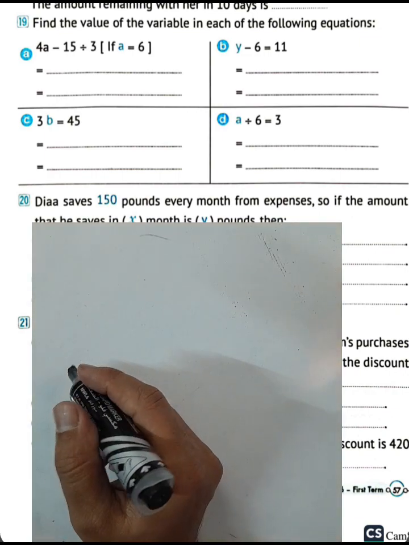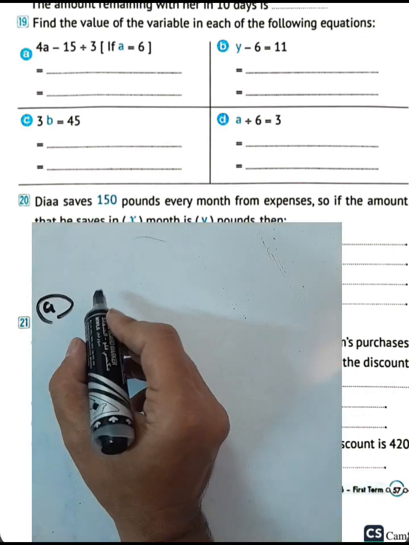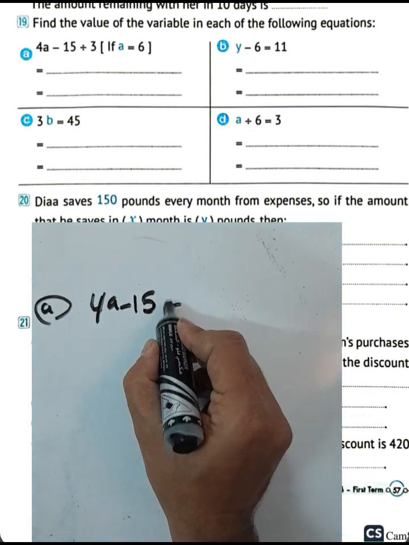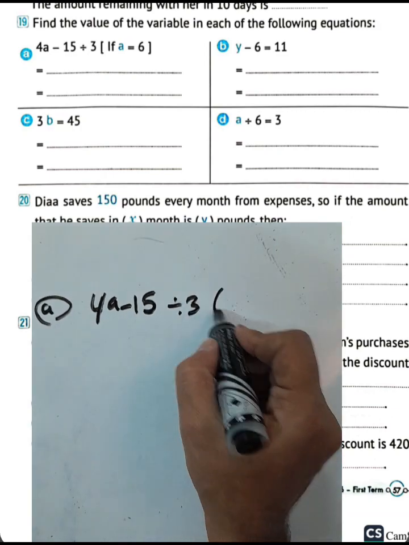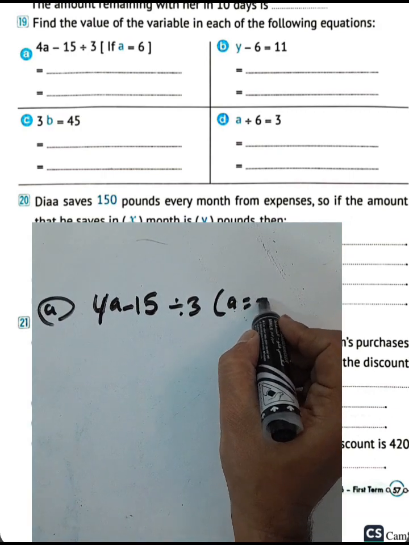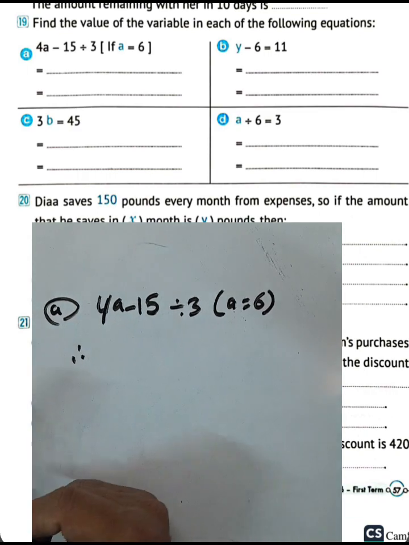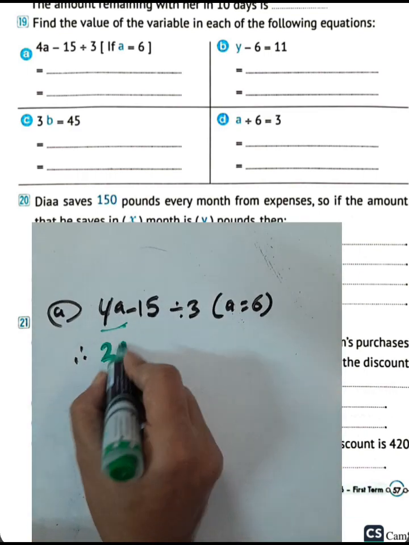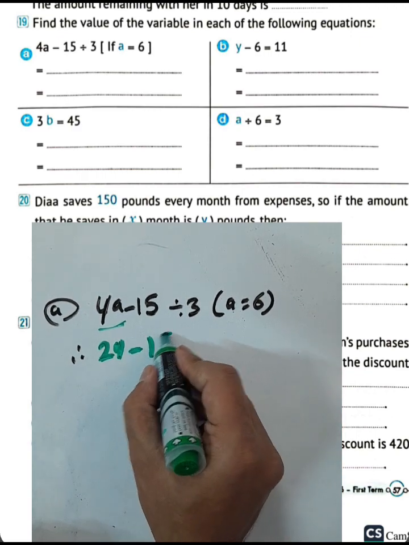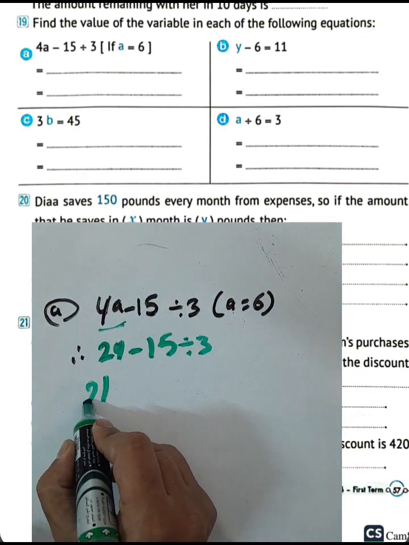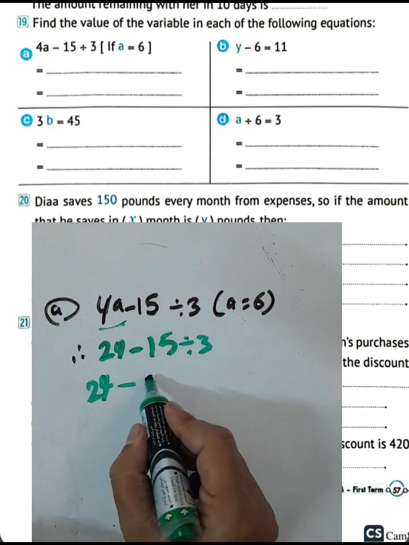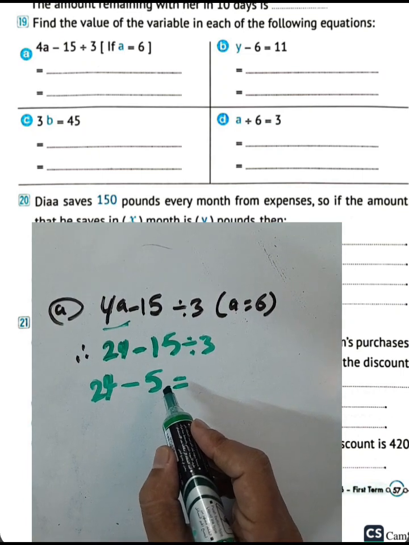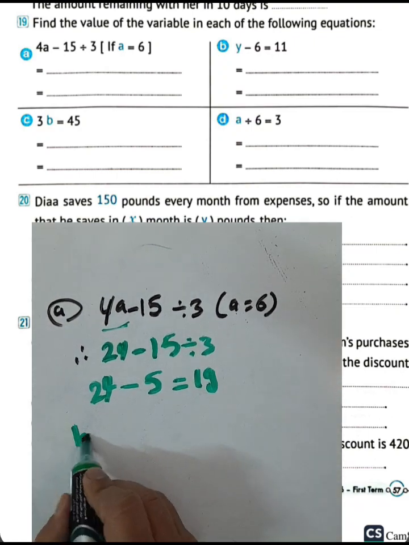Find the value of this expression. Letter A: 4a minus 15 divided by 3 at a equal 6. Put a equal 6 here. 4a, 4 times 6 equal 24. Subtract by 15 divided by 3. 24 subtracted by 15 divided by 3 equal 5. 24 minus 5 equal 19.